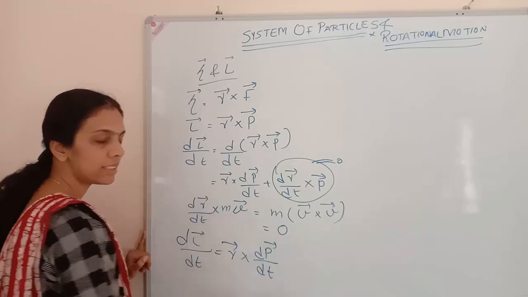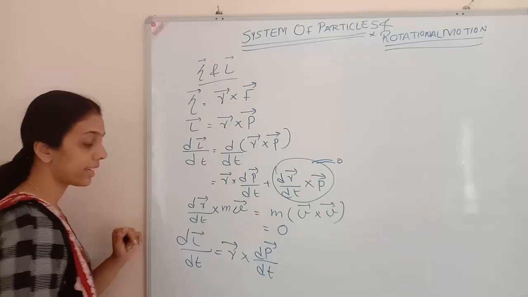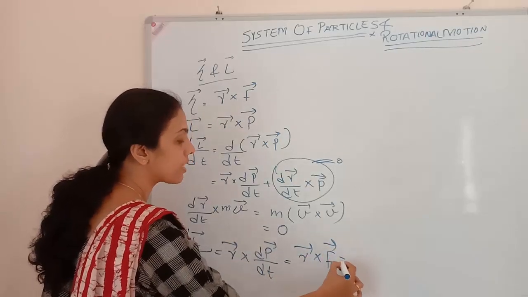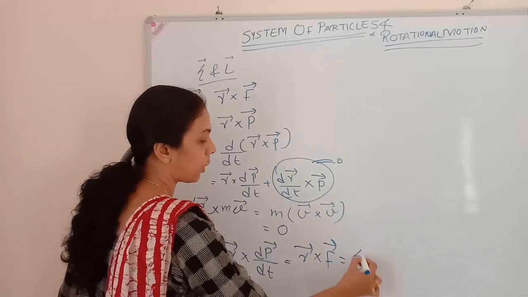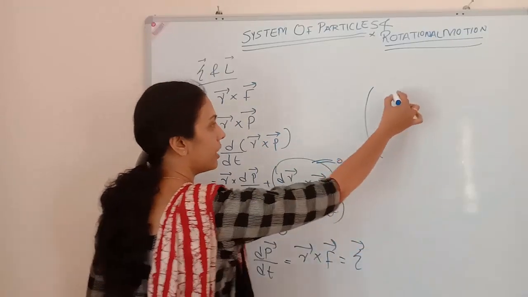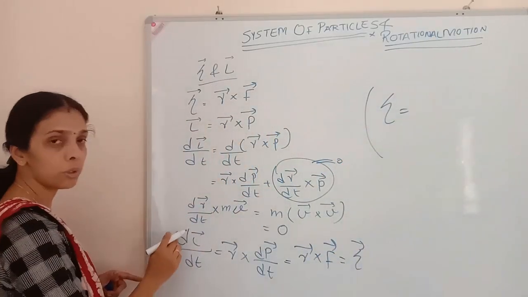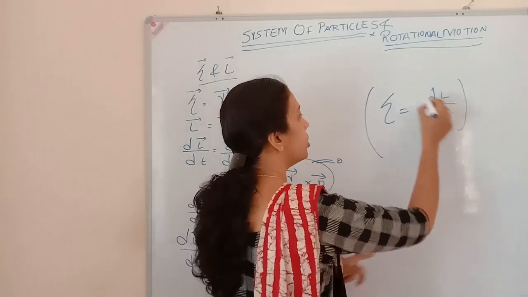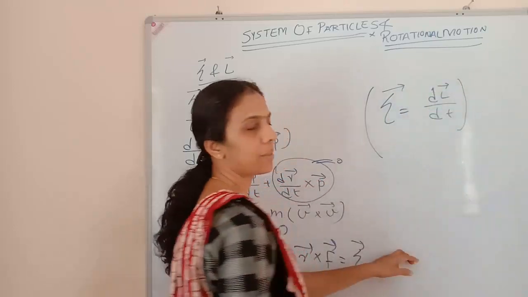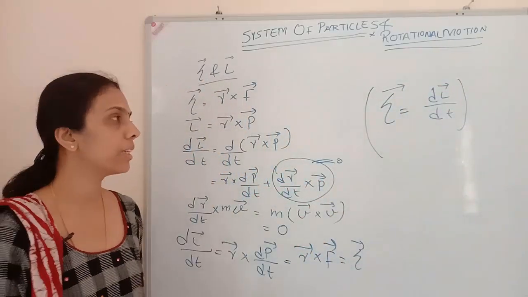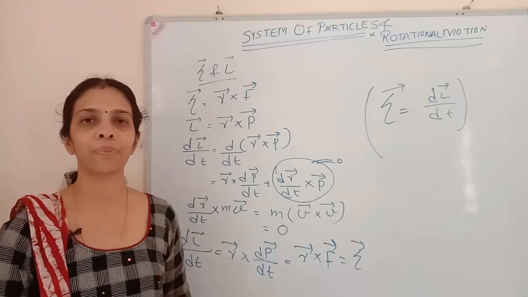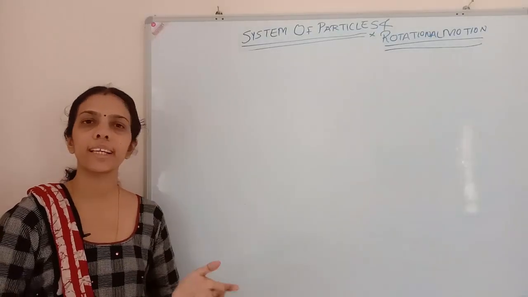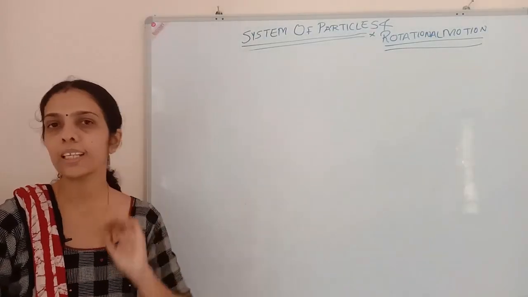What is dp by dt? As per Newton's second law, we know that dp by dt is F. What is R cross F? It is torque. So we get a relation: tau equals, what is tau? dL by dt. This is the relation connecting torque and angular momentum. Clear? Torque tau equals dL by dt. Easy calculations, right?